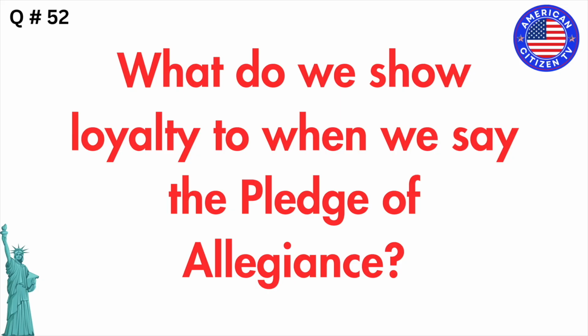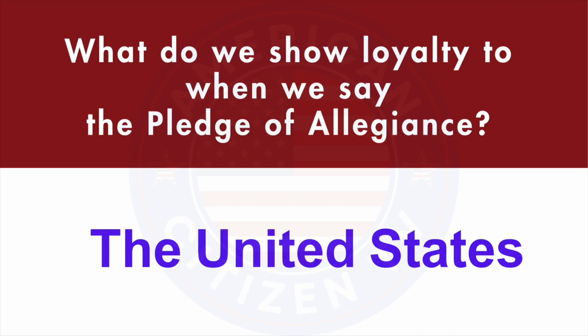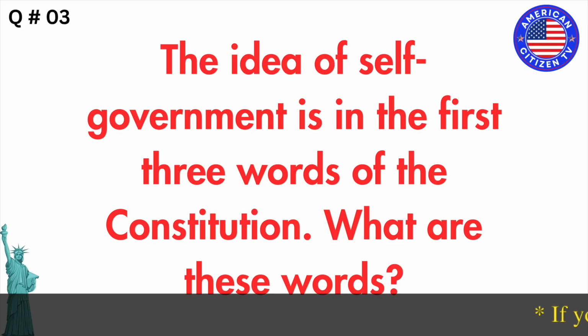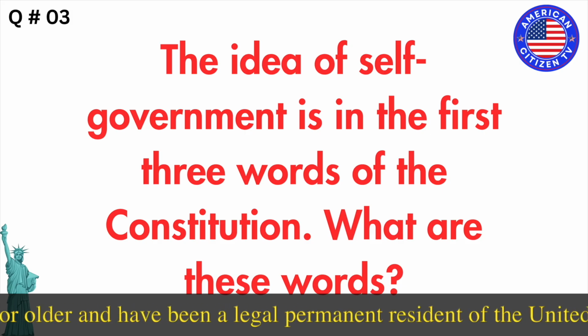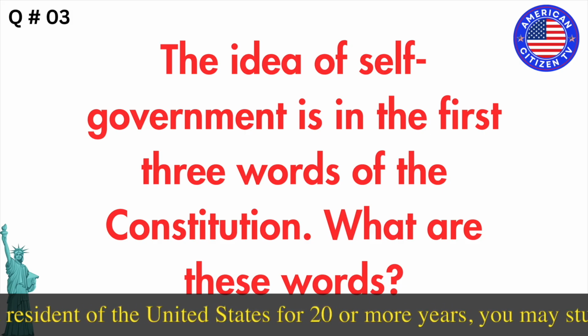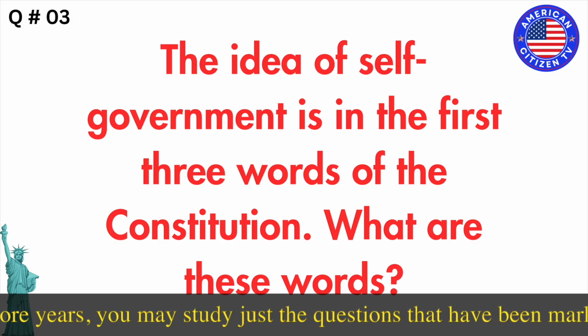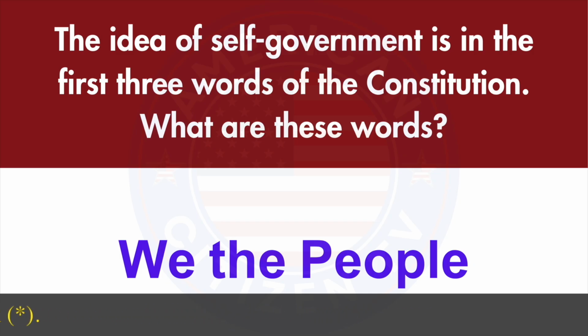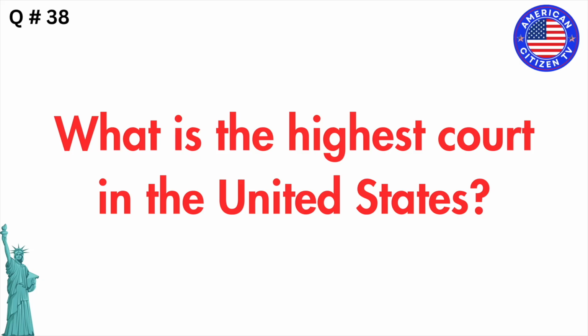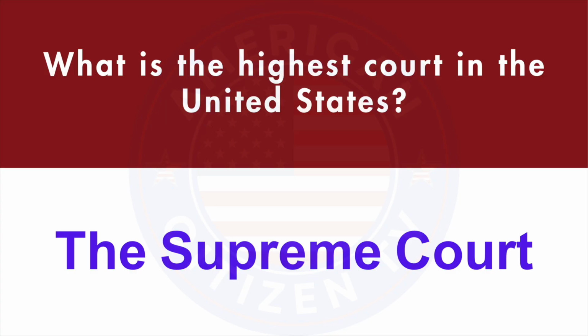What do we show loyalty to when we say the Pledge of Allegiance? The United States. The idea of self-government is in the first 3 words of the Constitution. What are these words? We the people. What is the highest court in the United States? The Supreme Court.